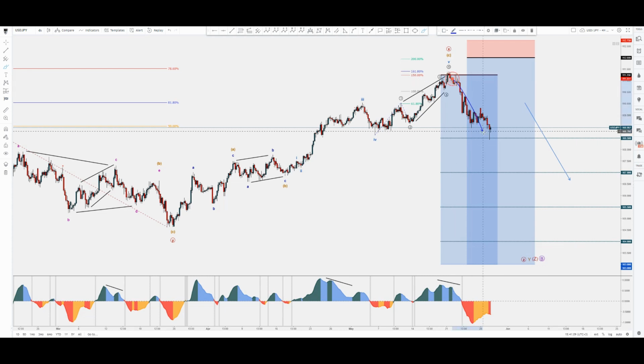So at those levels, indeed, it reacted. So what I would be expecting right here is a second wave correction or a B wave for possibly more downside. We'll be waiting, we'll be watching. The important thing is that it worked out so far.